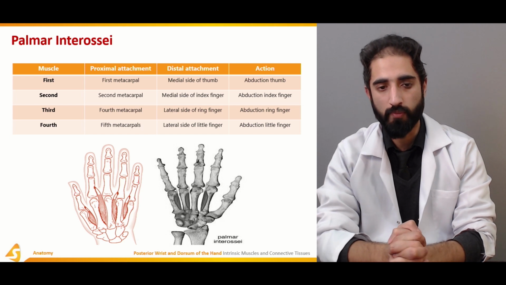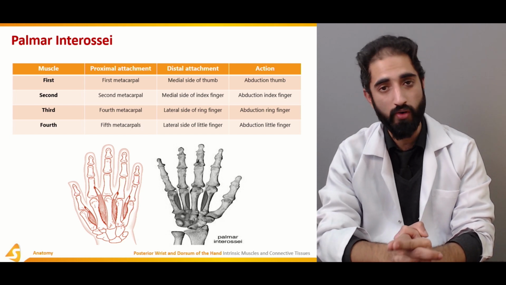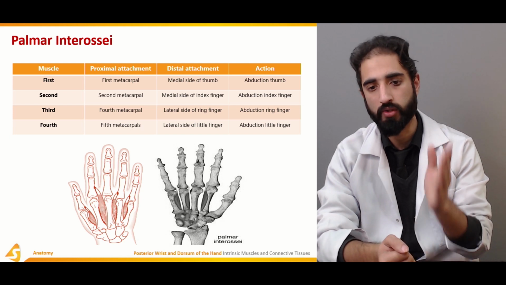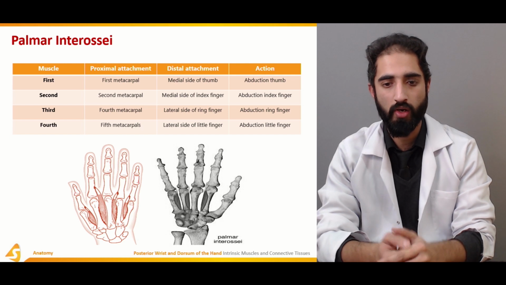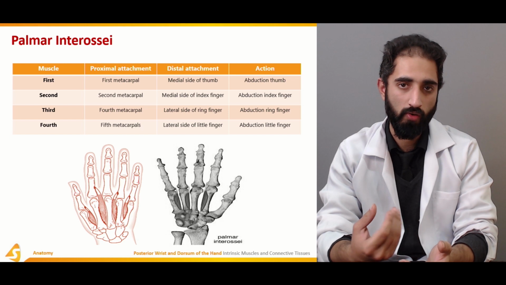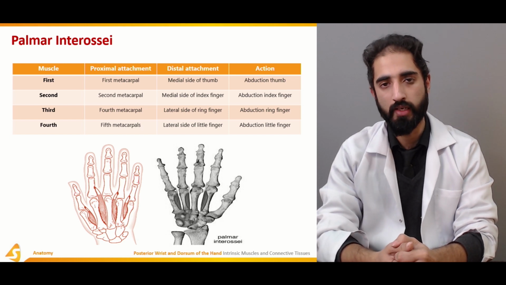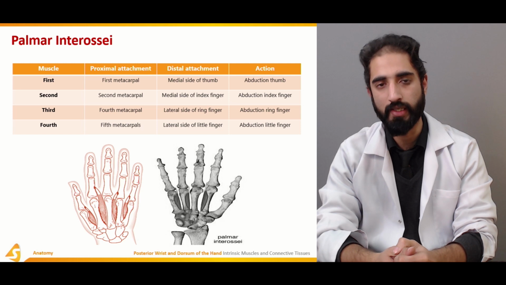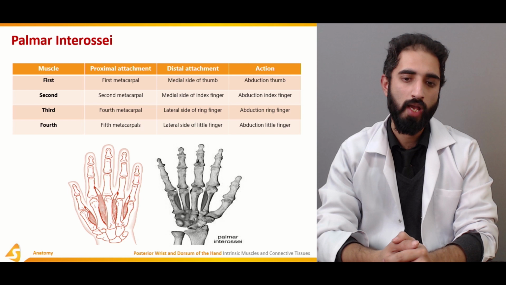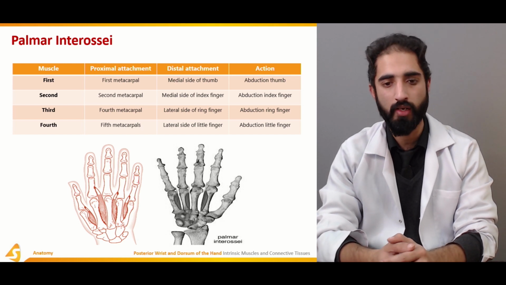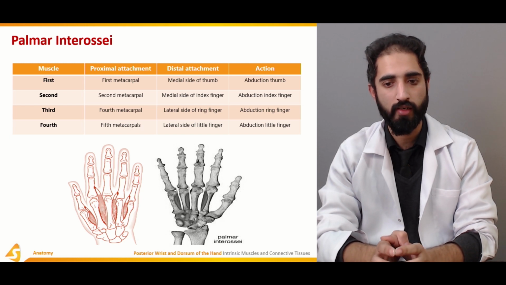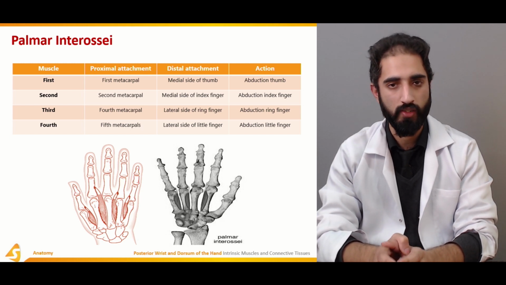medial side of the thumb. As we already discussed, there was no dorsal interosseous which had its attachment with the thumb. However, in terms of the palmar interosseous, the first palmar interosseous has its insertion at the medial side of the thumb, and thus it is involved in the abduction of the thumb. The second dorsal interosseous has its proximal attachment at the second metacarpal, and its insertion at the medial side of the index finger, and it is involved in the abduction of the index finger.